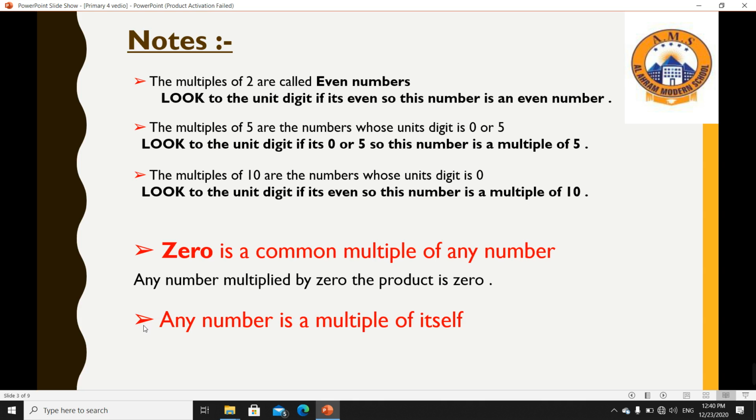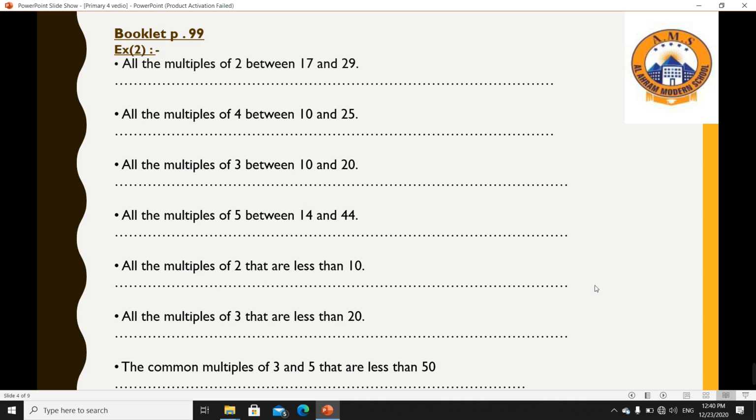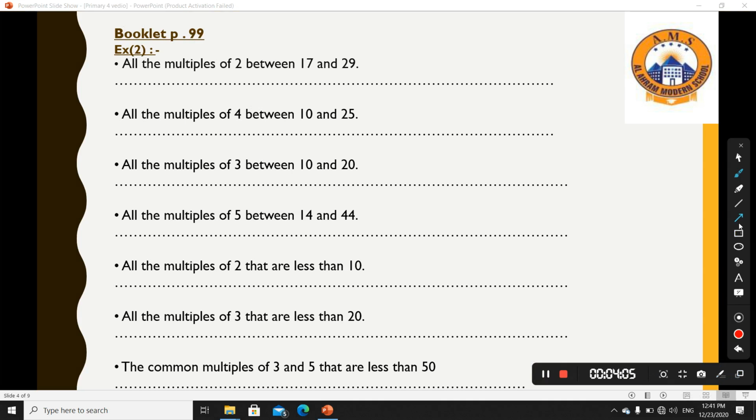Yes. And my second point is any number is a multiple of itself. What does this mean? Any number multiplied by 1 equals the same number. So that means that any number is a multiple of itself. Okay? I need you to remember these 2 points. They are very important. Let's start to solve. Now, open your booklets, page 99. We will start to solve together.